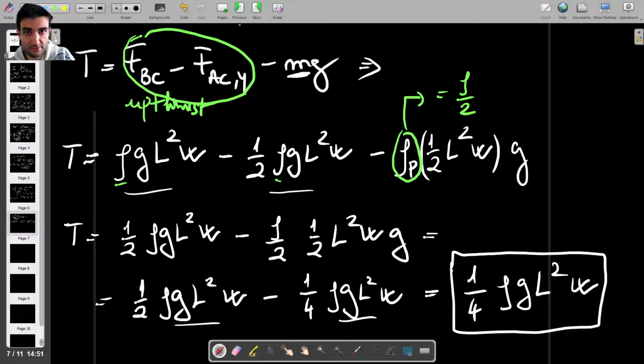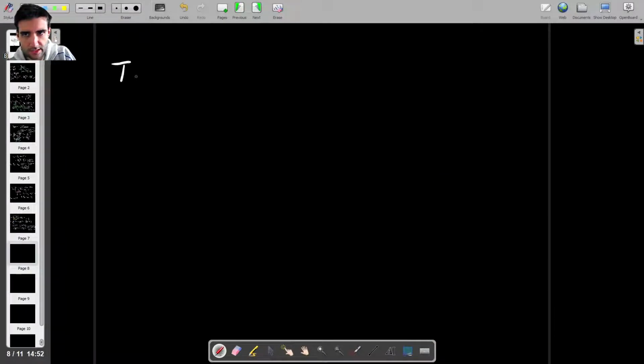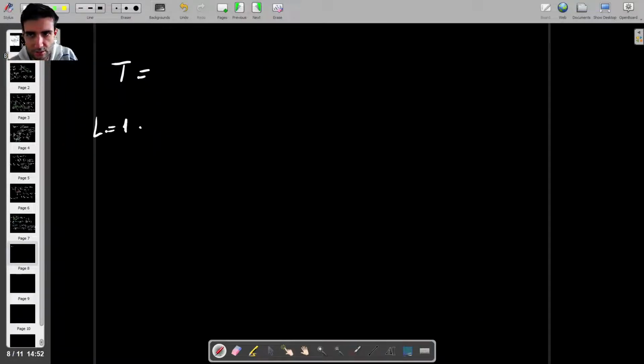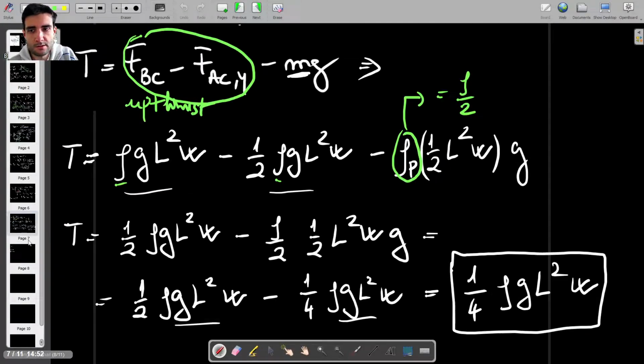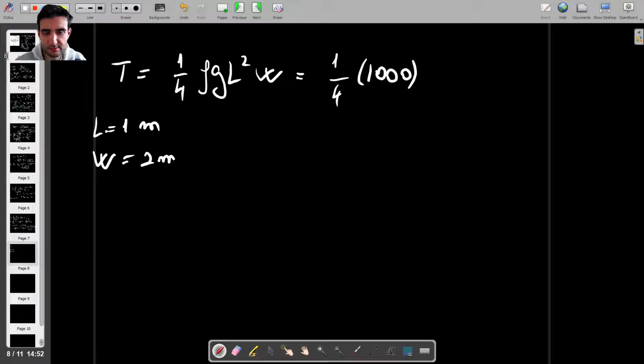And that's the tension, or the vertical component, at least, of the tension in the tether. And, well, we could also find the value for this. So if we say that L is 1 meter and the width is 2 meters, then the tension, which is again 1/4 rho G L squared W, this becomes approximately 1 over 4. Okay, for rho, I'll use 1,000, although for seawater it's slightly higher than that, but let's just approximate it to 1,000. G, I'll approximate it to 10. L squared is 1 and W is 2.